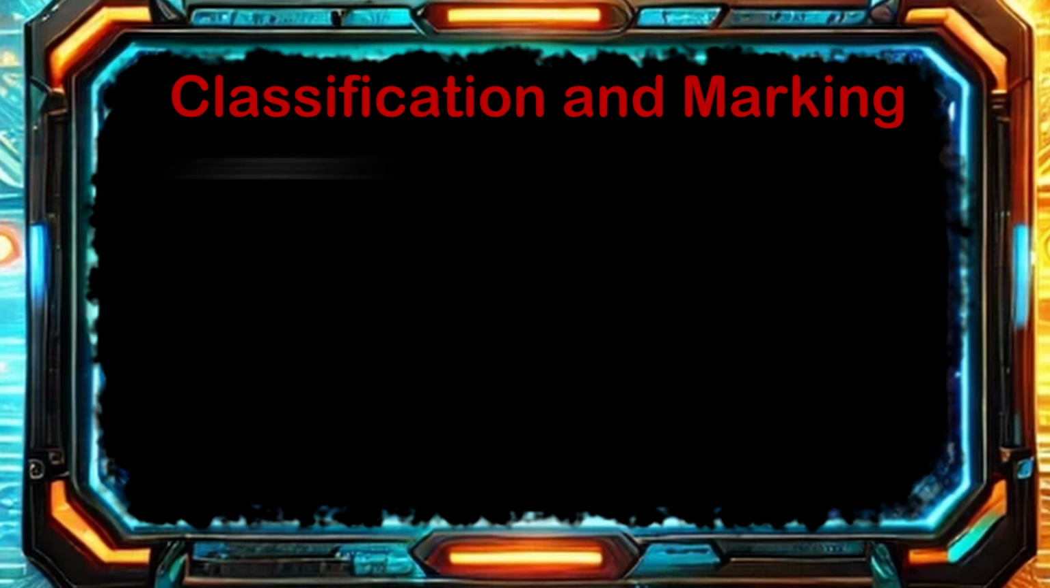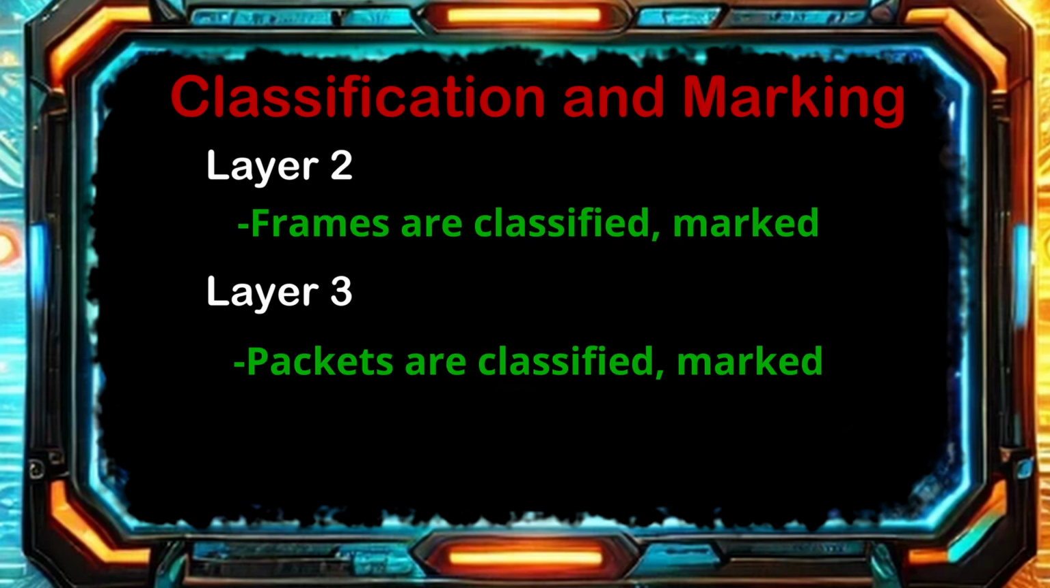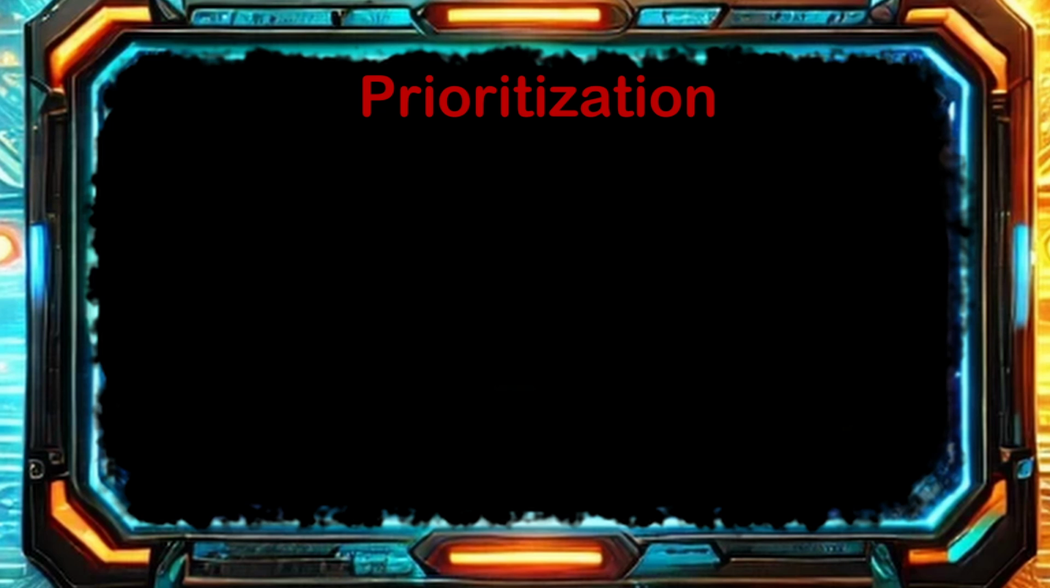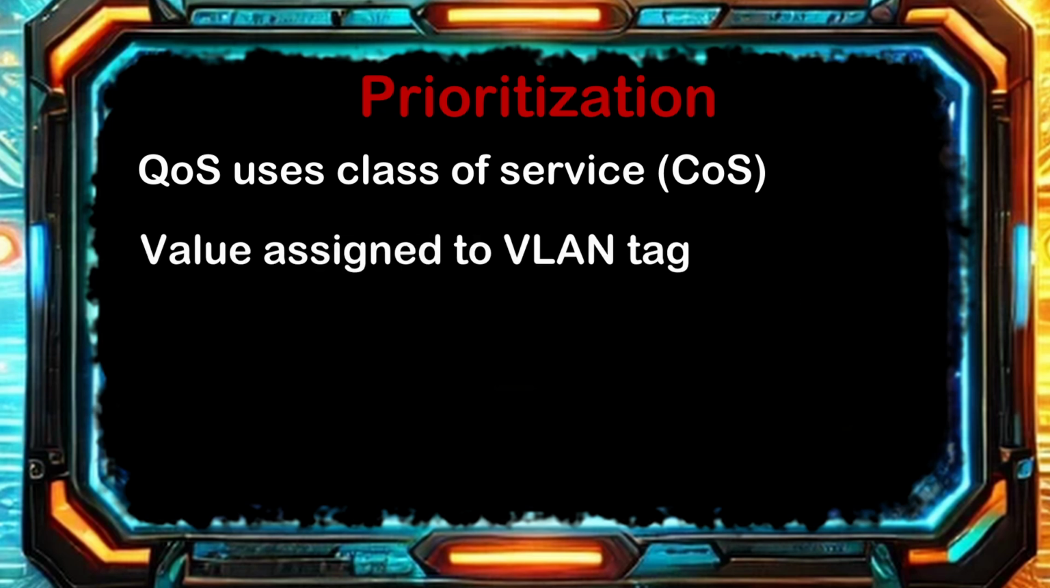It can occur at either layer 2 or at layer 3. At layer 2, individual frames are classified and marked. At layer 3, individual packets are classified and marked. But either way, the most time-sensitive traffic is sorted out and addressed first. For classification at layer 2, QoS uses class of service, or CoS. Your network switch assigns a value to the 3-bit CoS field within the VLAN tag of each frame. This value determines the frame's priority.